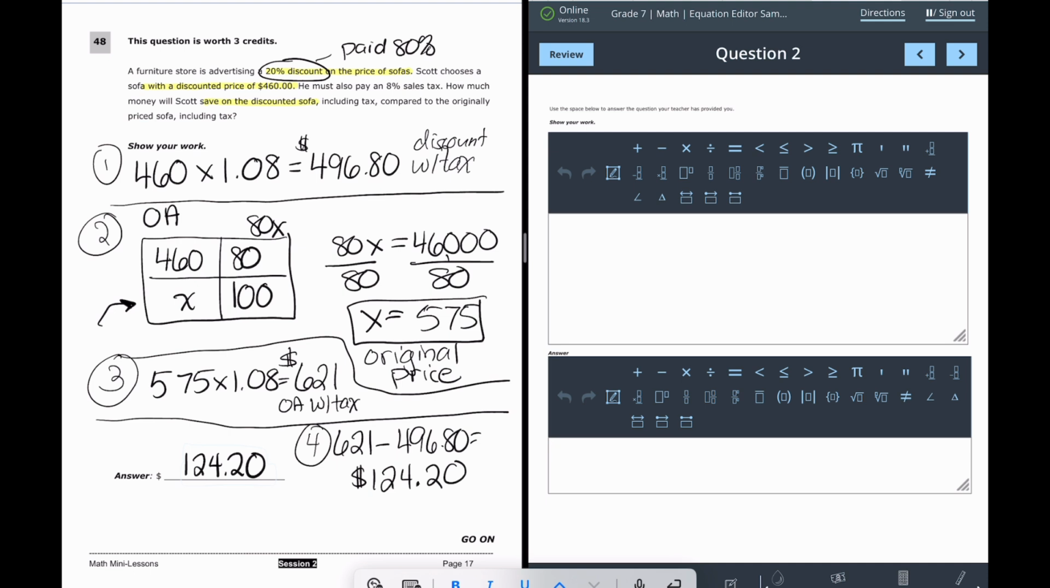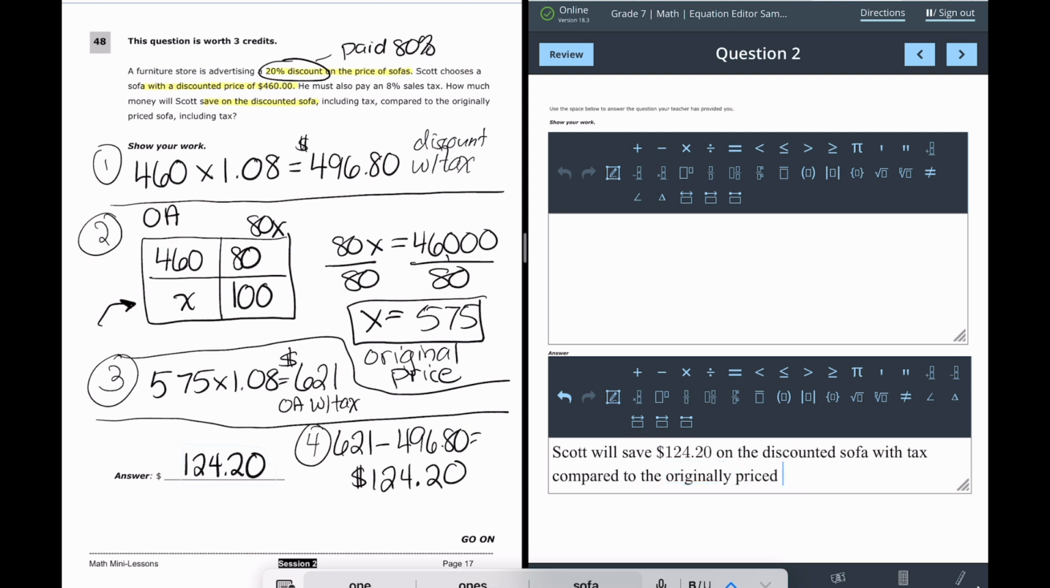All right, we're going to start by just answering that final question. How much money will Scott save on the discounted sofa? Scott will save $124.20 on the discounted sofa with tax. Done. That's all I had to do compared to the originally priced sofa with tax.